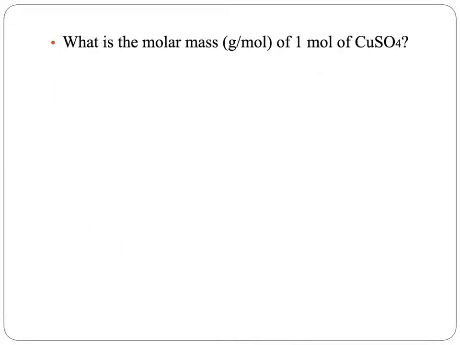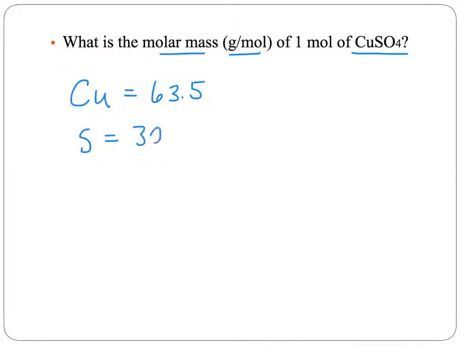We also need to be able to calculate the number of grams in a mole of a compound. So this question asks, what is the molar mass, the number of grams in 1 mole, of the compound copper sulfate? I don't have individual periodic table blocks here. You'll just have to trust me that if you go back and look up copper, you'll see that the atomic mass of copper is 63.5, and then look up sulfur and find the atomic mass of sulfur is 32.1.